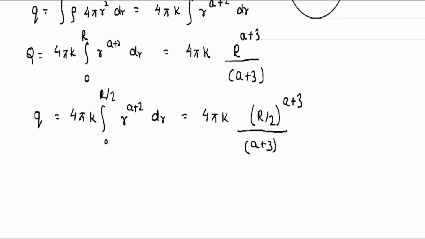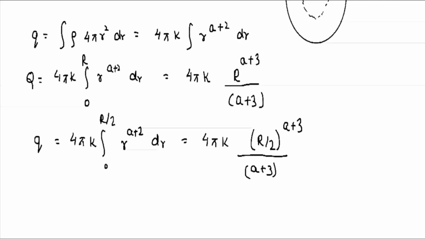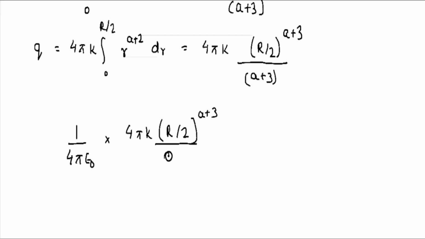Now what is given to us? This is the condition given to us. Now we can find the value of the electric field. The electric field at a distance of R by 2 would be equal to 1 by 4 pi epsilon times the charge. The charge value is 4 pi k into R divided by 2 to the power a plus 3, divided by a plus 3. This whole expression is the value of the charge.